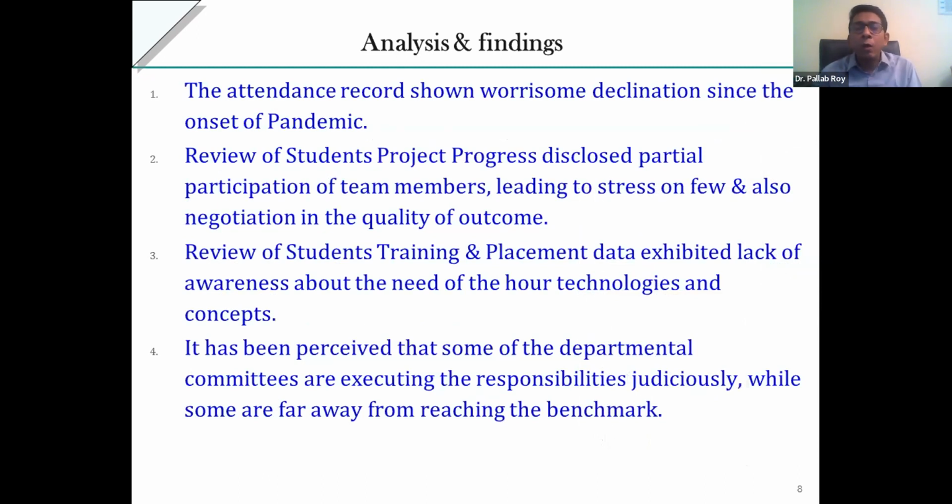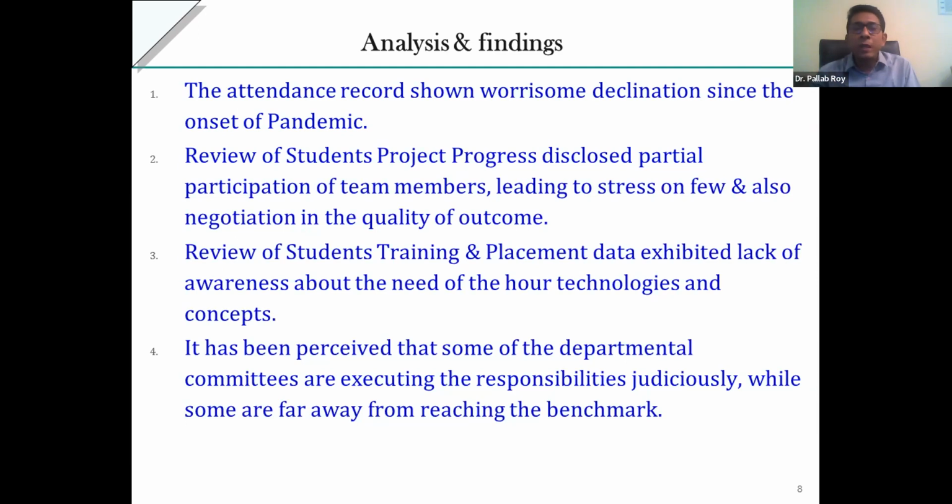After going through the attendance record, I found that it is really a matter of concern. Over the last 1.5 or 2 years specifically, there is a typical declination or downfall in the attendance record. The project progress report revealed that not all the team members are equally active. Maybe 1 or 2 of them are actually working, and the rest are not getting involved at all, and that is causing stress to the others who are actually working. So that needs to be solved.